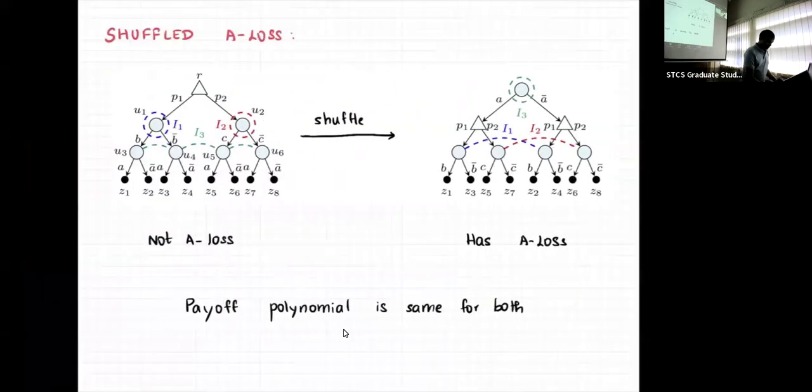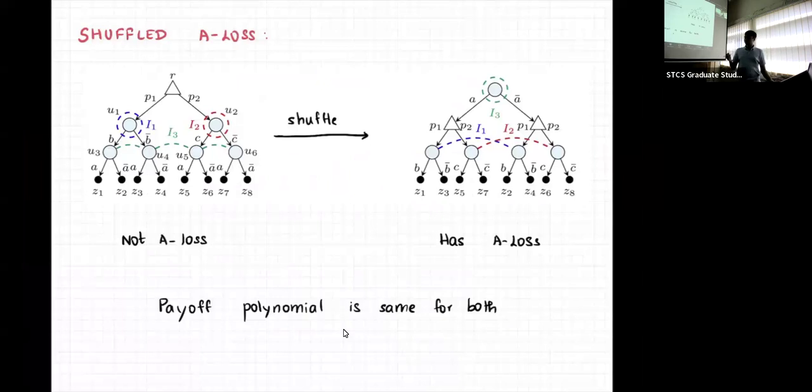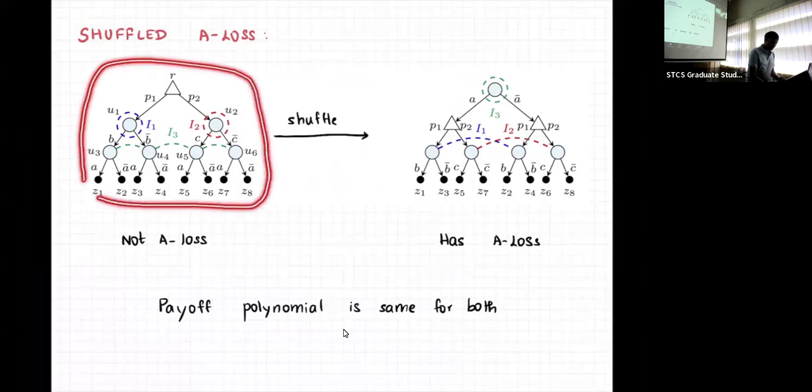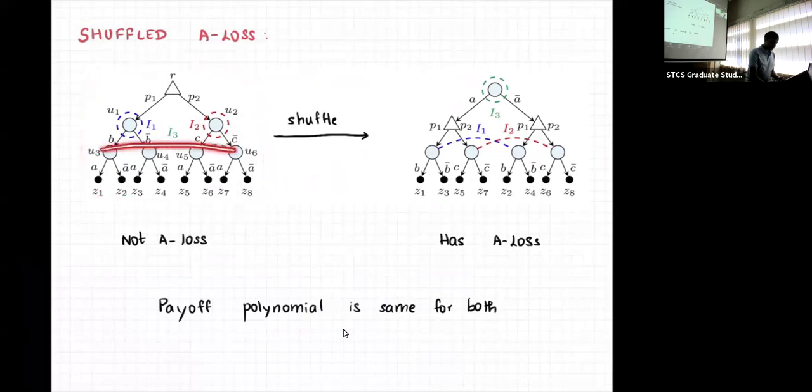So what is shuffled ALOS? Maybe I'll just quickly illustrate. In this game, if you can see, this doesn't have ALOS recall, because this information set and this information set both of them feed onto this. So this does not have ALOS recall.